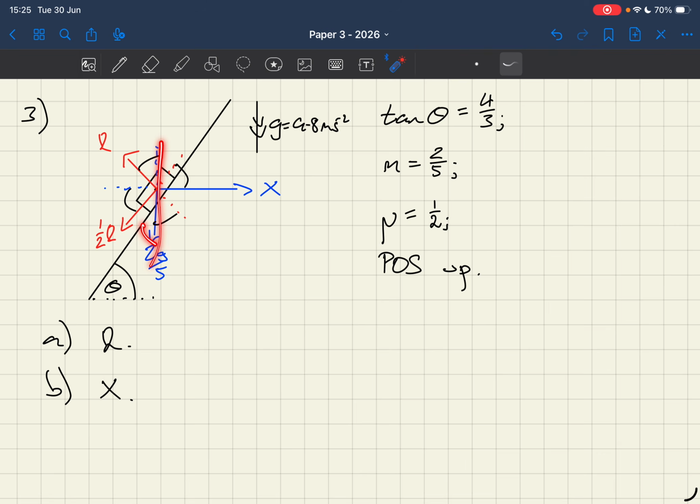If we actually just take vertical components, it will eliminate x straight away. We'll be left with just r's in there, which is quite nice. So let's do that. Taking the vertical then, and we know that we're in equilibrium, so we can just do up and down straight away.